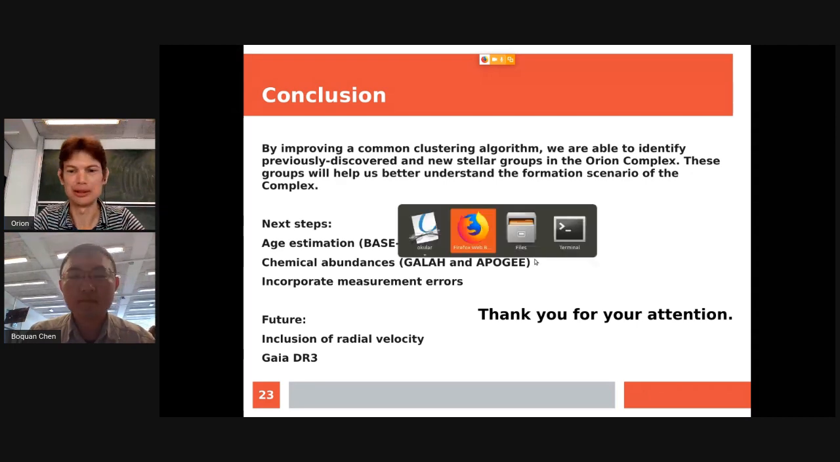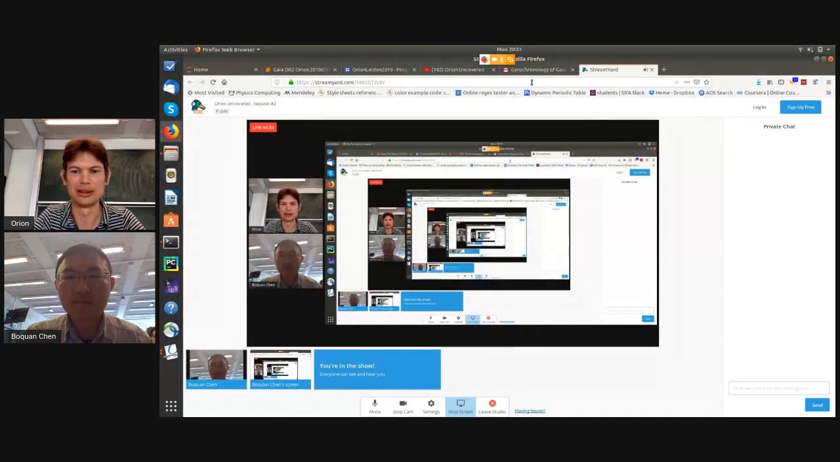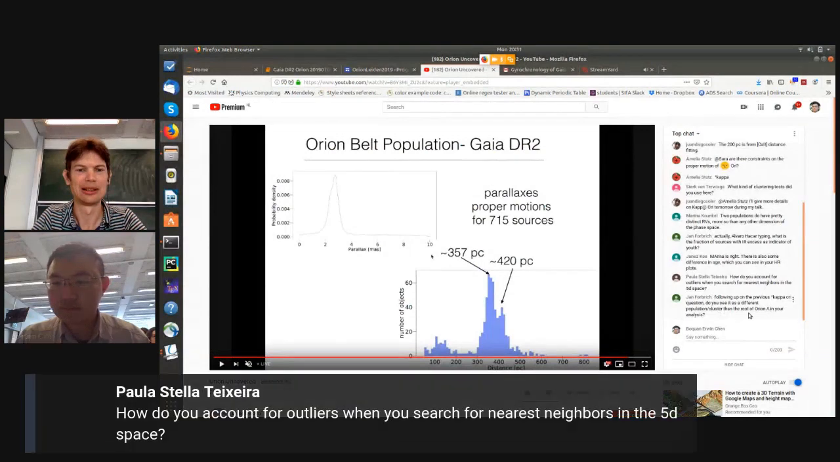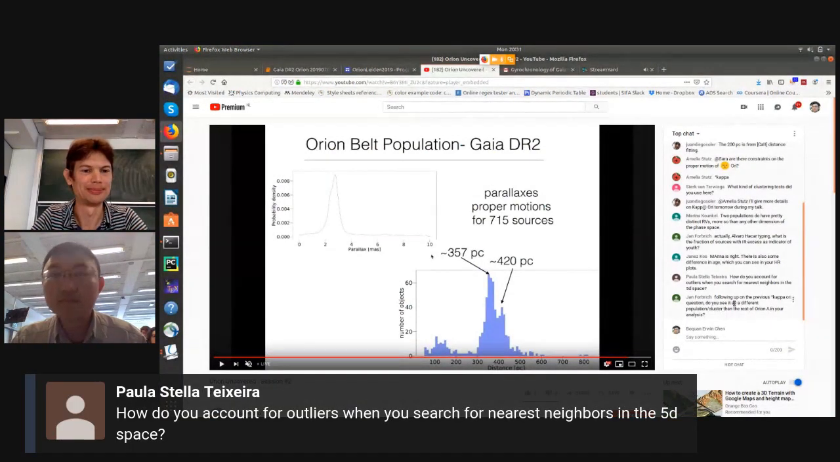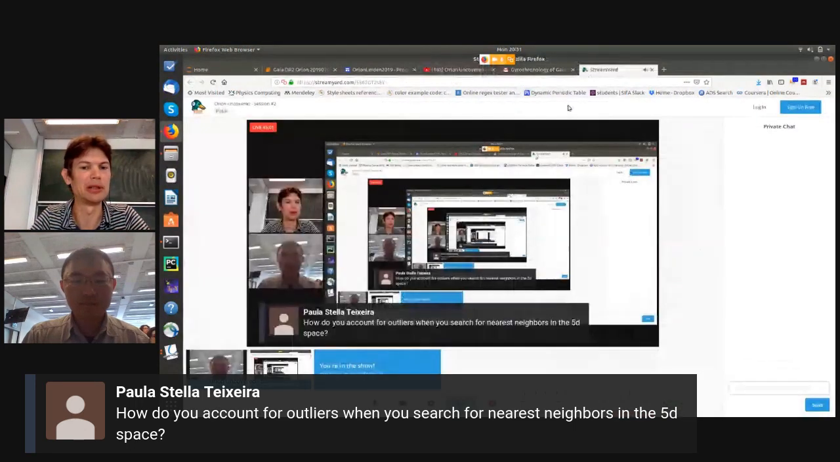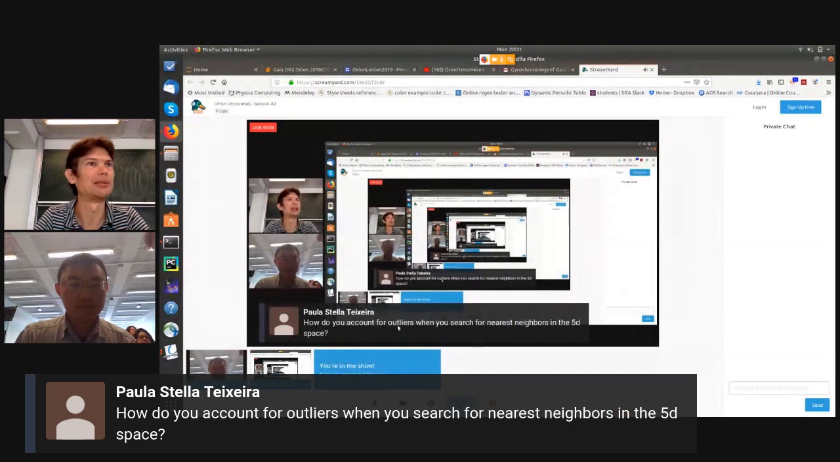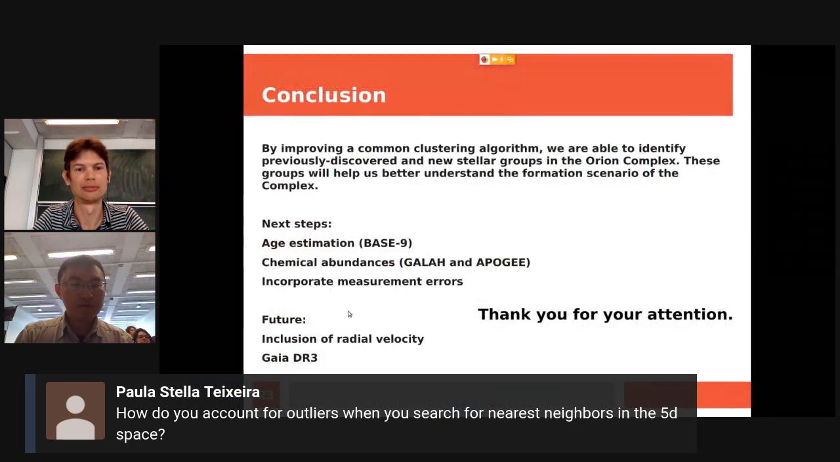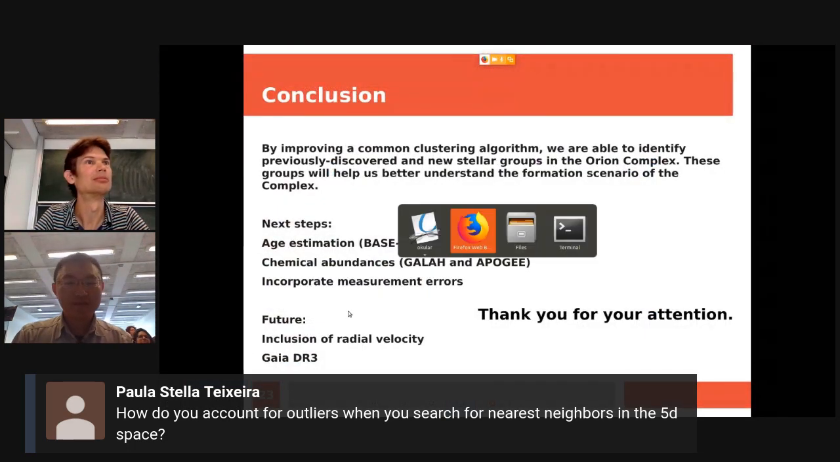Excellent. Yeah, I see at least one question here online. That's a question by Paula: How do you account for outliers when you search for nearest neighbors in the 5D space? Go back to the presentation. Okay.